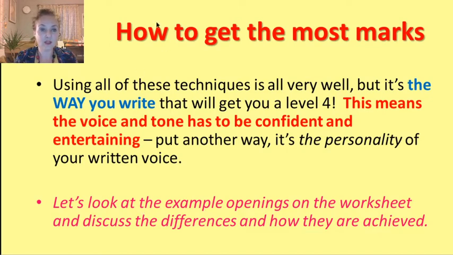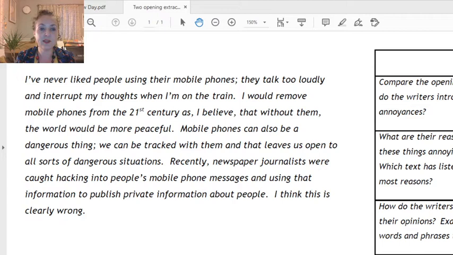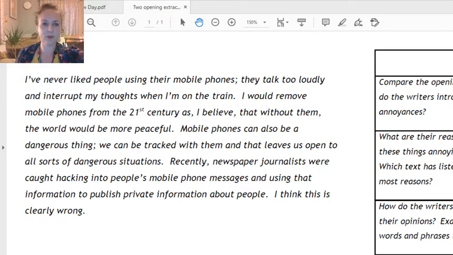So let's show you these other two opening extracts. Again, you have a PDF of this on Show My Homework. Right, so this is the first one. These extracts are both on the topic that I've given you actually to write about, which is what annoys you about the modern world. Okay, so let's read text one.